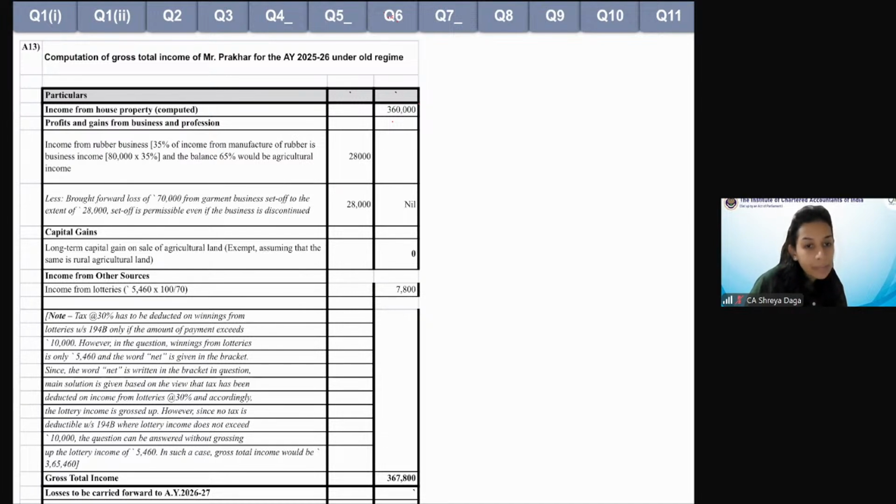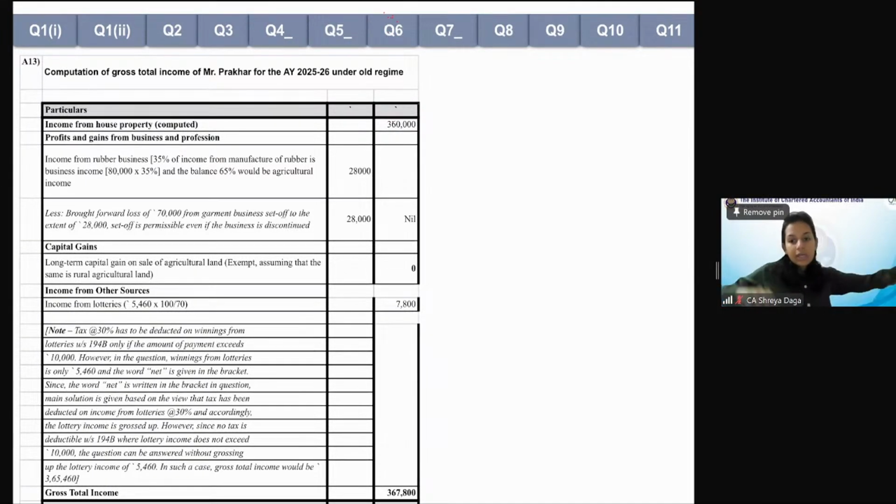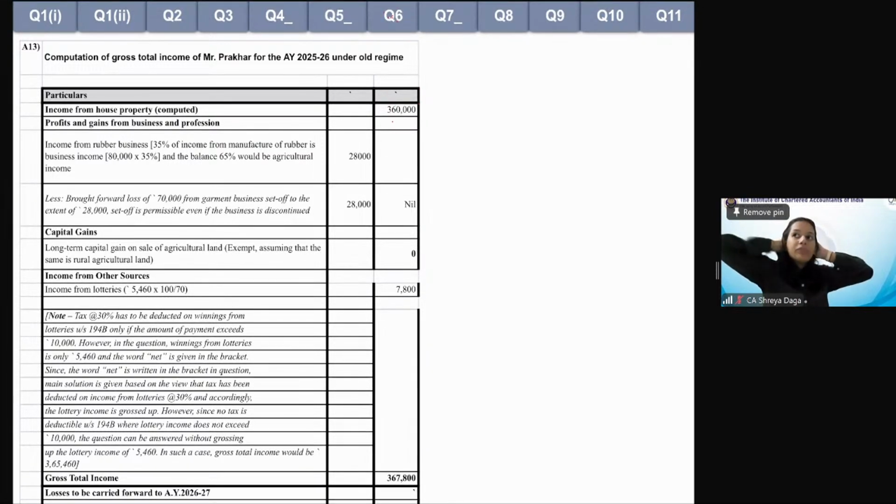So you may ask, ma'am, the business is finished, the business was discontinued. How can we carry forward the losses? So I will tell you that the law places a restriction on the owner. That means the person who incurred the loss should only be able to set it off, carry forward and set it off, except in case of succession by inheritance. But they do not prohibit you from carrying forward the loss of a business which you have discontinued.